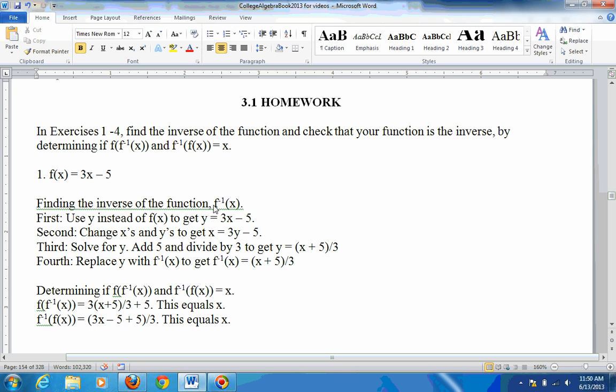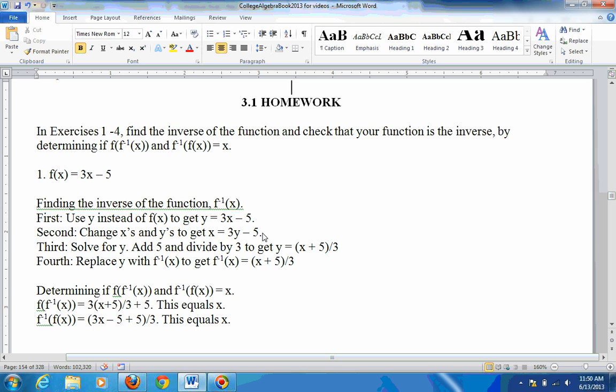When we're finding the inverse of the function, we follow these four steps. First, we use y instead of f of x, so instead of saying f of x equals 3x minus 5, write y equals 3x minus 5. Next, change the x's for y's and the y's for x's. So instead of y equals 3x minus 5, it's now x equals 3y minus 5. Third, solve it for y.